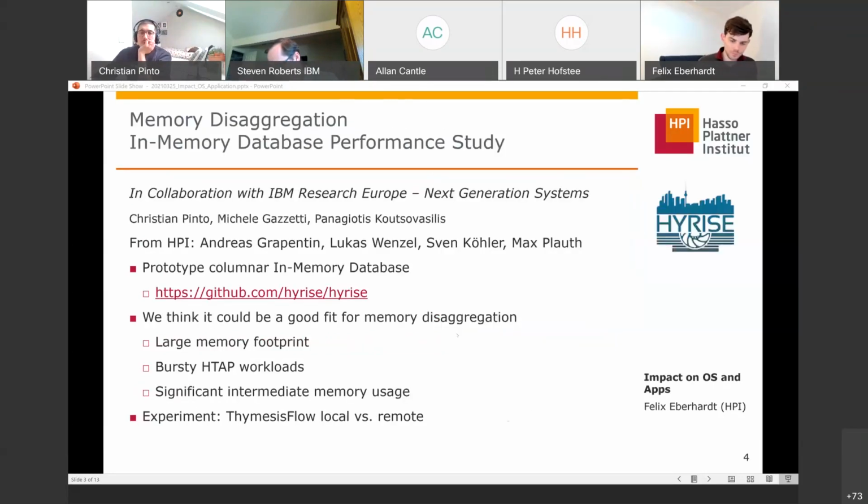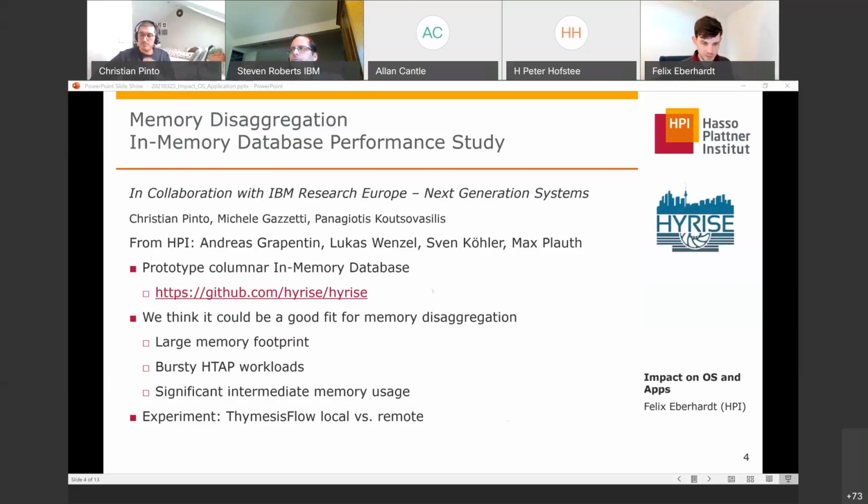We did that in an experiment, as I said, with an in-memory database. We did that in collaboration with IBM Research Europe, the Next Generation Systems Group, with Christian, Mikel, and Panos, and from HPI we also have some people working on that topic: Andreas Grapentin, Lukas Wenzel, Sven Köhler, and Max Plauth. What we did was use our in-memory database Hyrise, which is also open source. You can get it from GitHub. It was also developed at HPI.